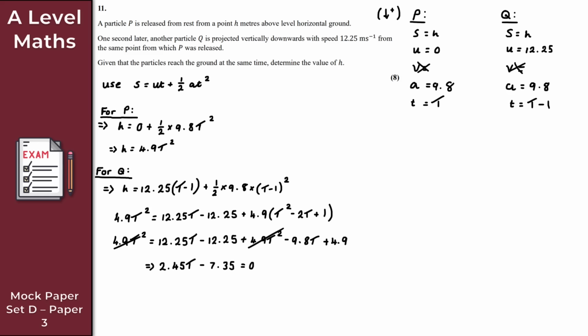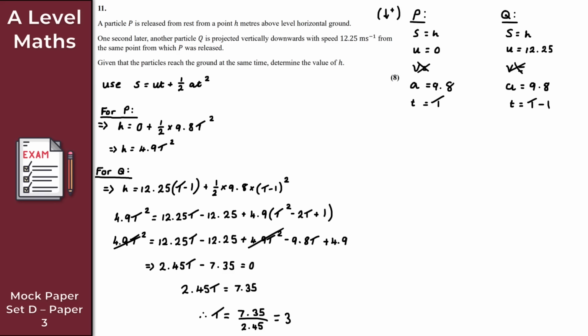Now, what I want to do here then is just solve for t, right? So add 7.35 to both sides here. So 2.45t is equal to 7.35, like so. Now divide both sides by 2.45, right? And therefore then, t here is equal to 7.35 all over 2.45. Throw this into your calculator if you can't see the answer straight away. But either way, we should get here is just 3, right? So t is equal to 3.